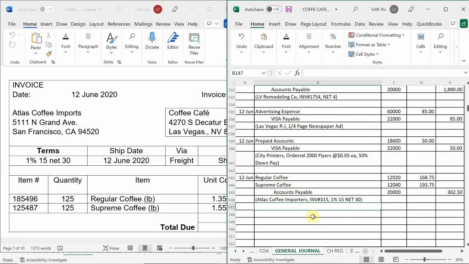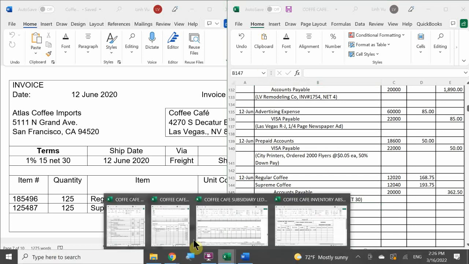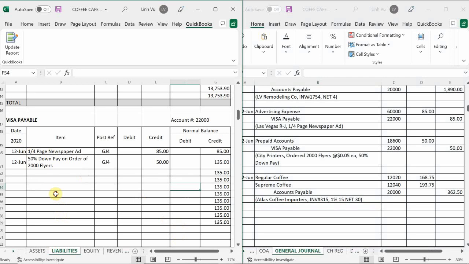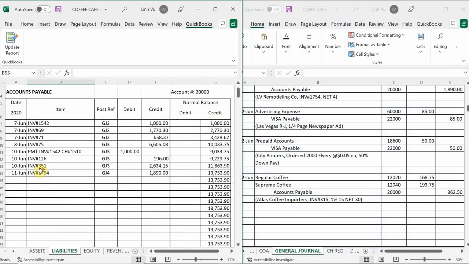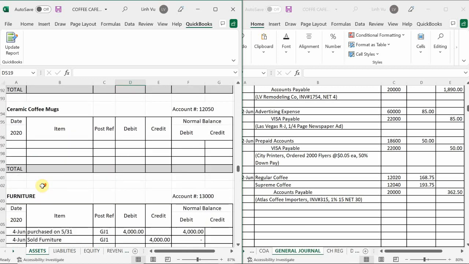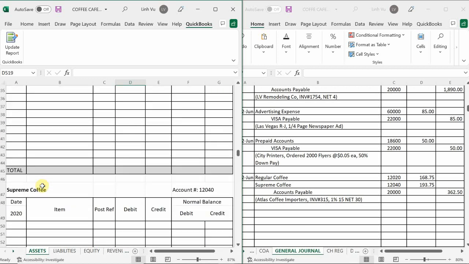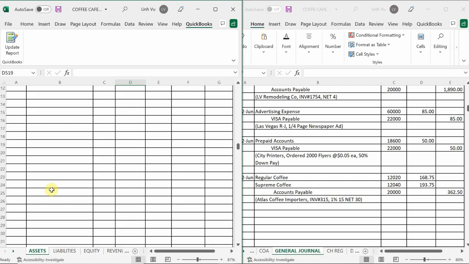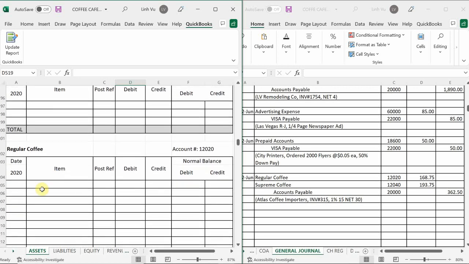So now we have our coffees. Let's go ahead and place it into our ledger account. Okay. So now I finally have inventory, right? So go to your assets. We finally have some inventory. Here you go. Regular coffee.